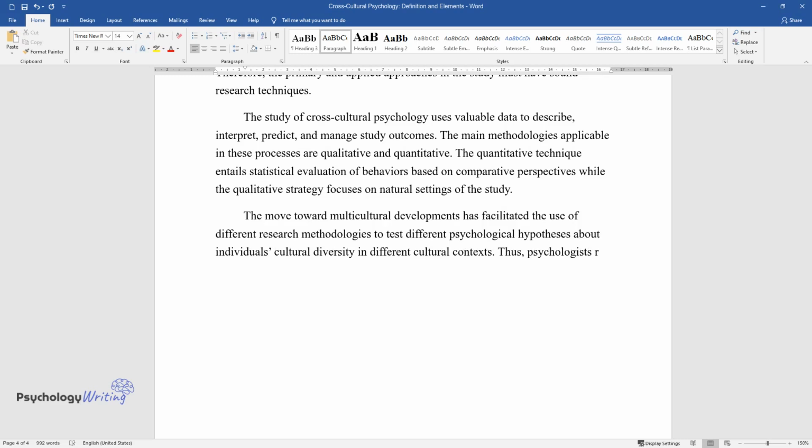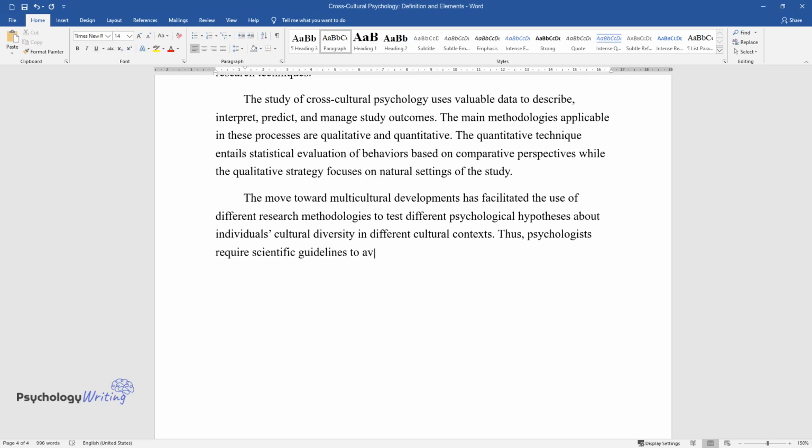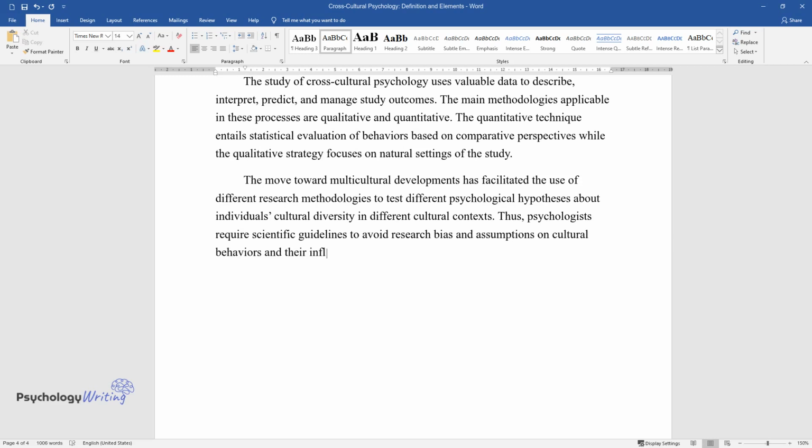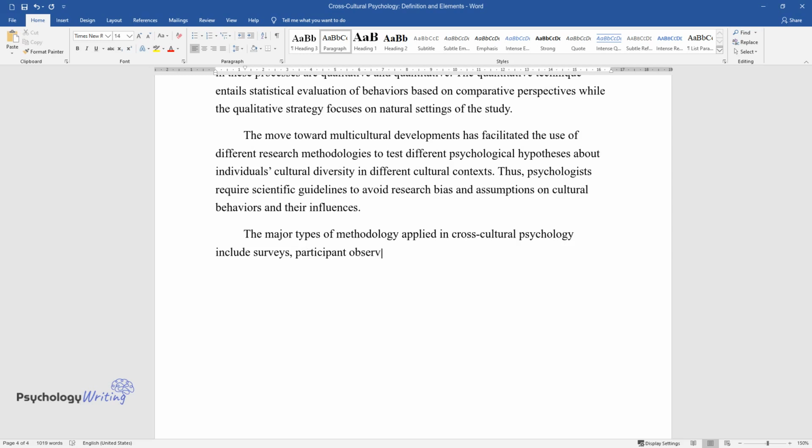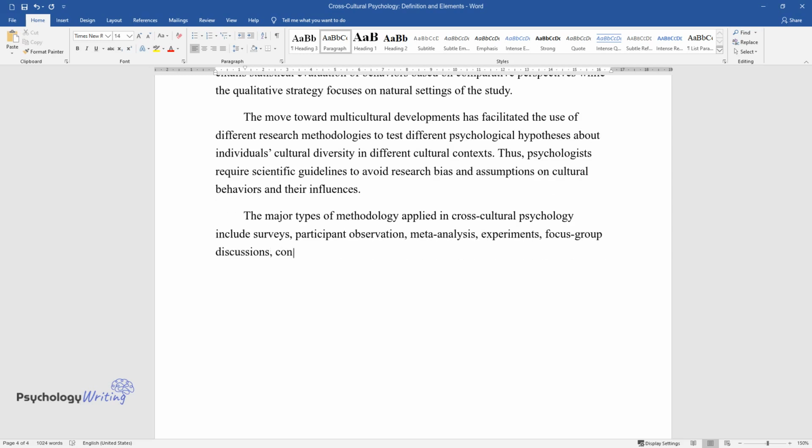Thus, psychologists require scientific guidelines to avoid research bias and assumptions on cultural behaviors and their influences. The major types of methodology applied in cross-cultural psychology include surveys, participant observation, meta-analysis, experiments, focus group discussions, content analysis, and statistical techniques for manipulating study variables.